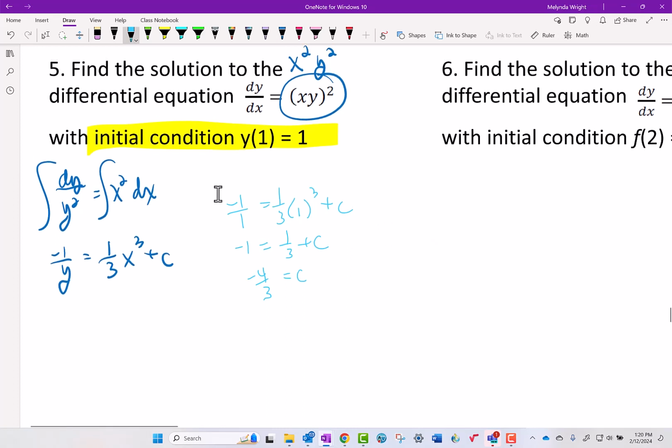Before we do anything else, we're going to put the c back in. So we've got negative 1 over y equals 1/3 x cubed minus 4/3. Now, there's several ways that I can solve for y. I could do what I did previously and multiply both sides by y, but it would give me a complex fraction. And we really don't want to have a complex fraction.